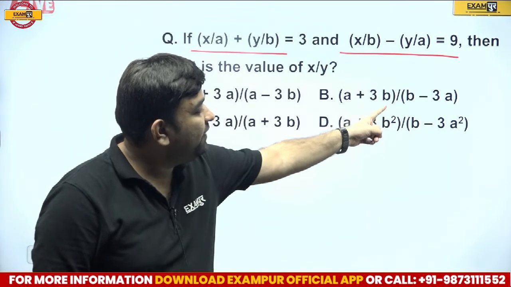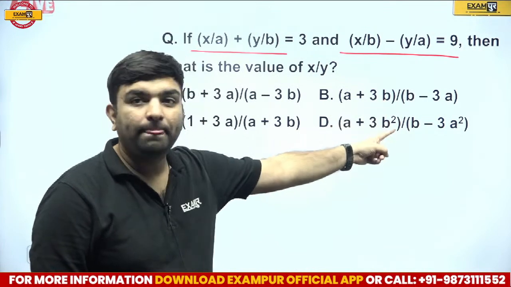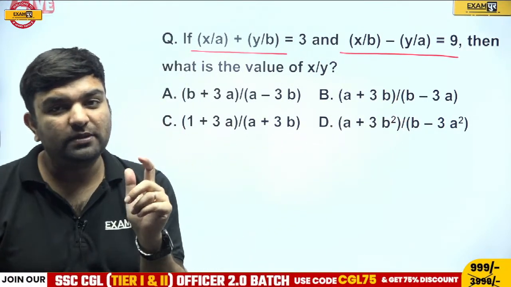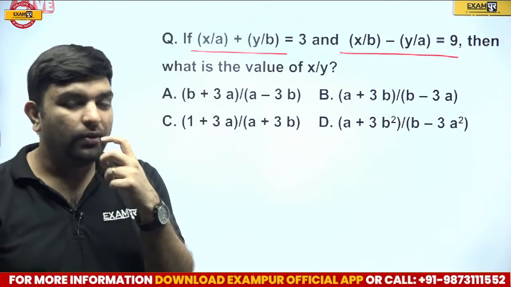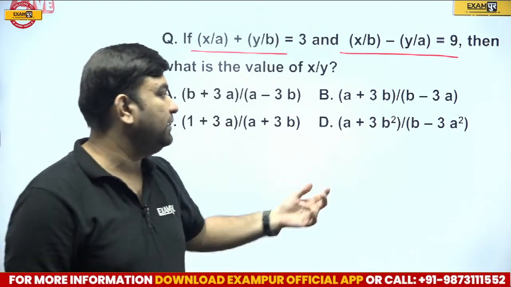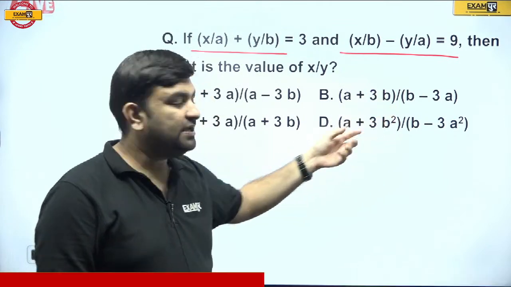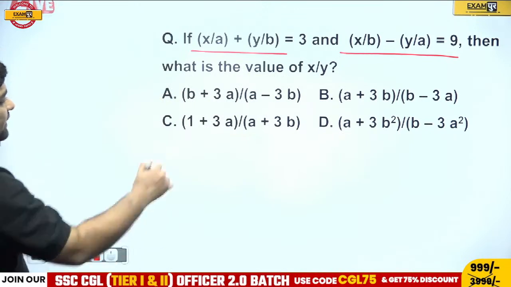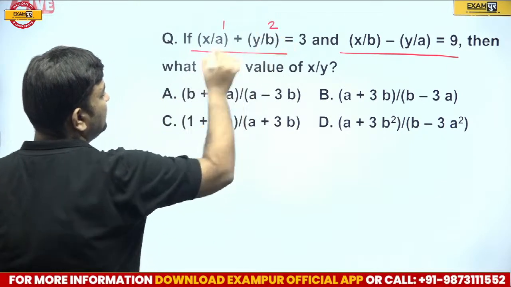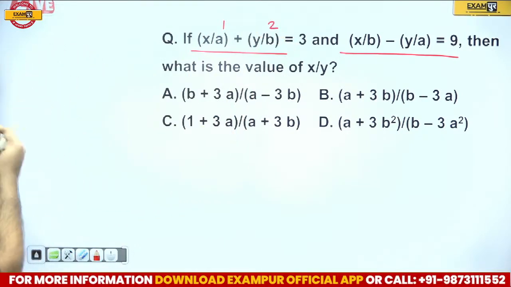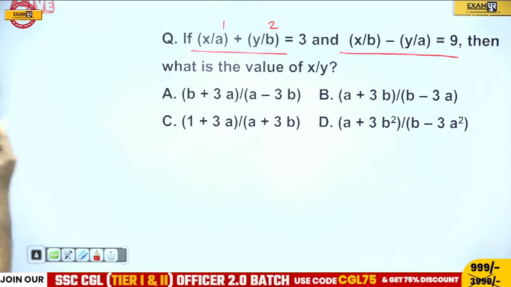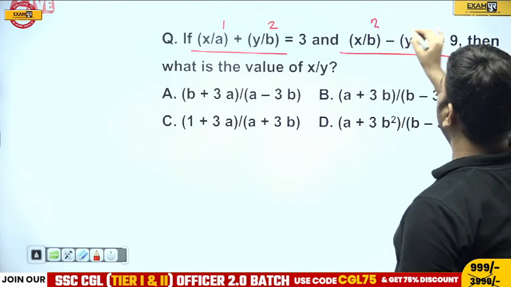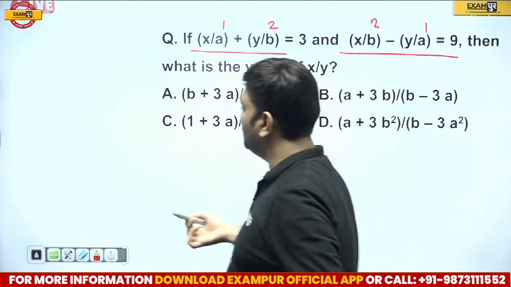Now, why do I say it can create a problem? Because b square, 1 square is the same as 1. This is the amount of common sense which you need to generate. If I take everything as 1 and 1, then these 2 options might become the same. So I'm taking a as 1 and b as 2, and this I'm taking as 2 and 1.